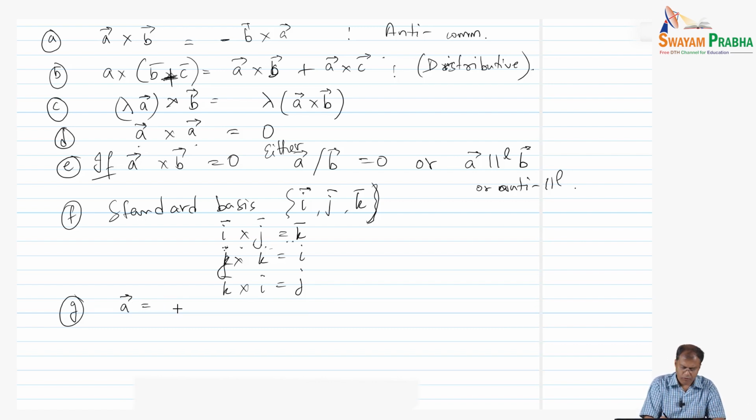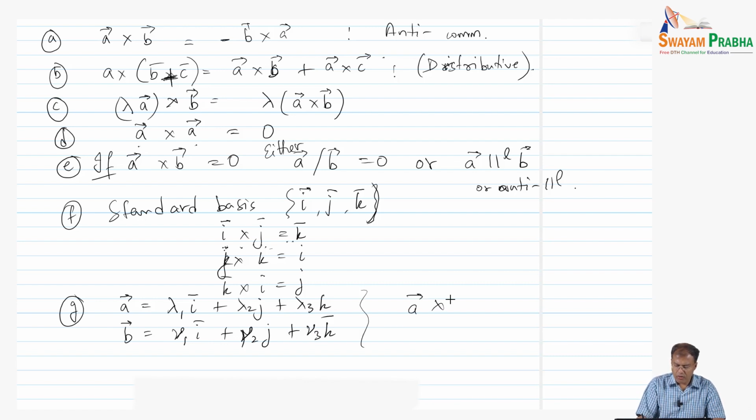Now, in terms of finding the cross product of any vectors, for example, if you are given the vector A in the standard basis form, this is lambda 1 i plus lambda 2 j plus lambda 3 k, and B is mu 1 i plus mu 2 j plus mu 3 k, then A cross B is given by the determinant i, j, k, lambda 1, lambda 2, lambda 3, and mu 1, mu 2, mu 3.